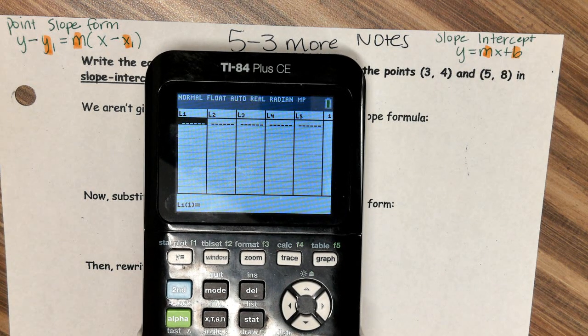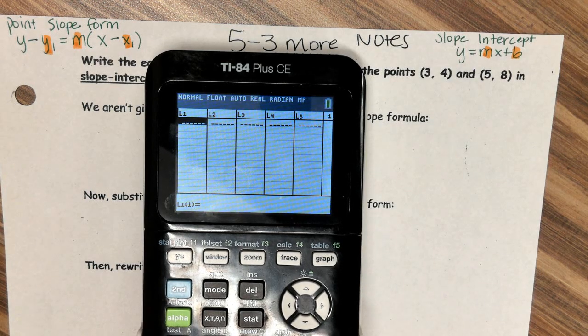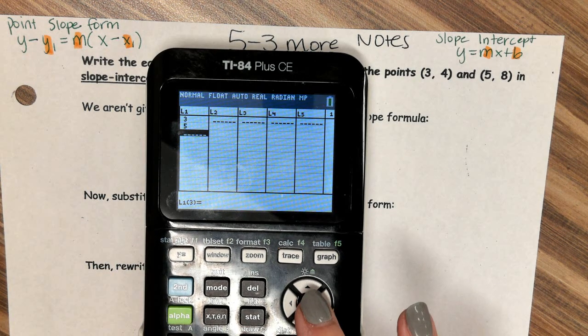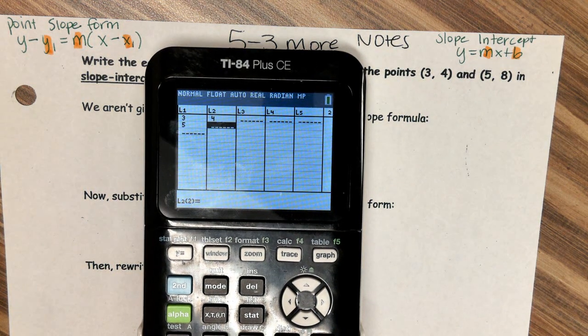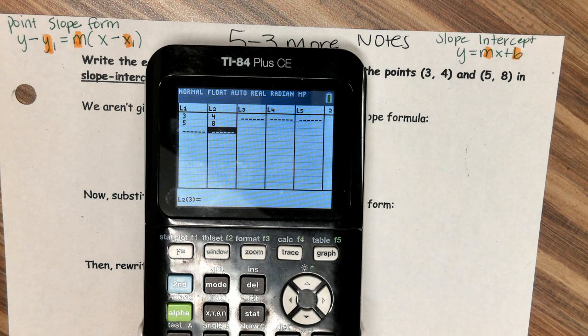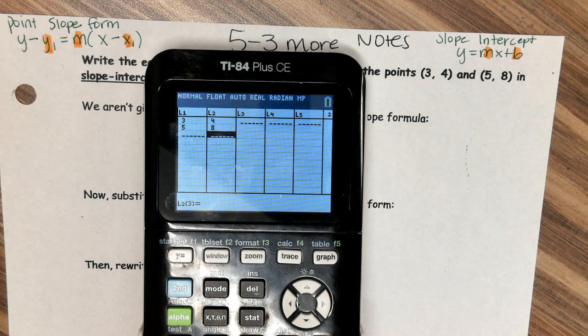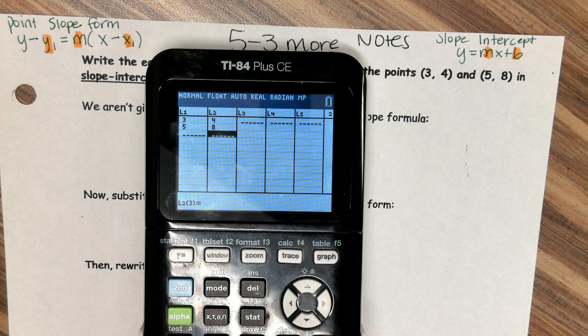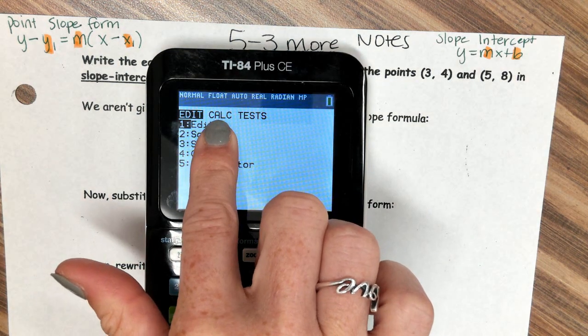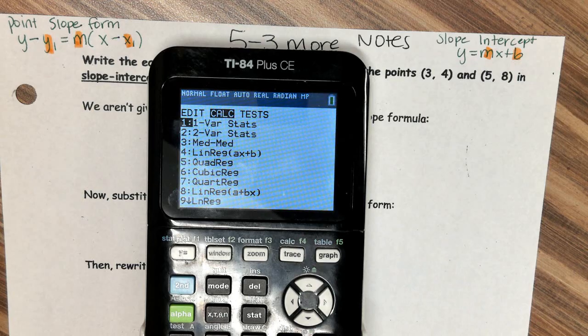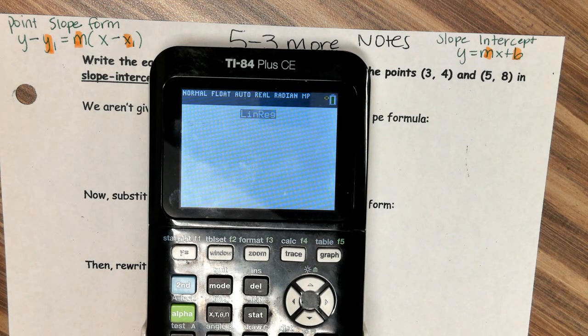Why aren't we all doing this? I'm going to put in 3 for x and 5 for x. And when x is 3, y is 4. And then when x is 5, y is 8. Now where do I go? Stat, arrow over to calc, option 4, and hit enter until it gives it to you.